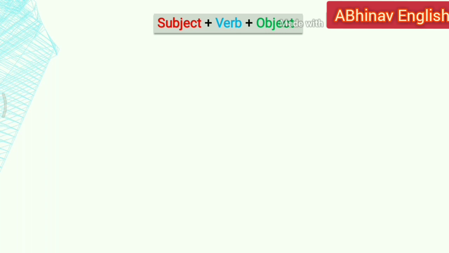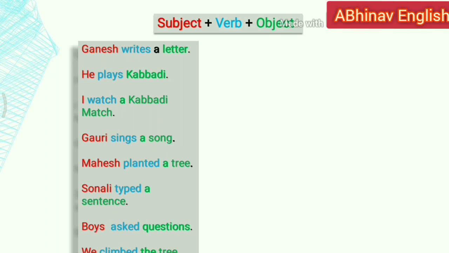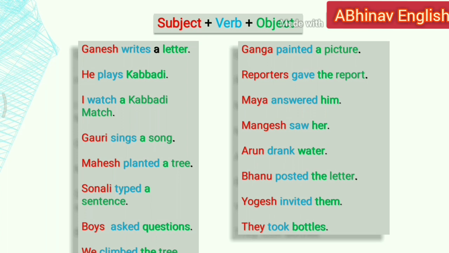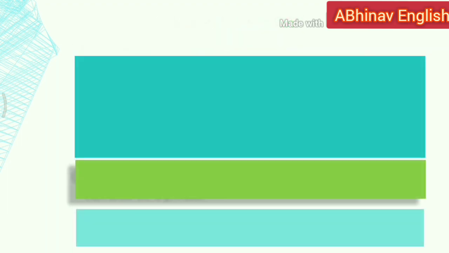This is a very familiar structure of a simple sentence, and we know many examples of this structure. Ganesh writes a letter, he plays kabaddi, I watch a kabaddi match. Likewise, Ganga painted a picture, reporters gave the report. Whatever is in red is subject, all the words in blue are verbs, and all the words in green are objects. Moving further, we'll see what is subject.